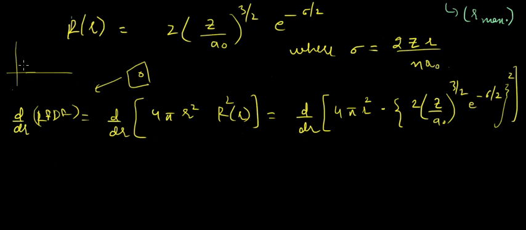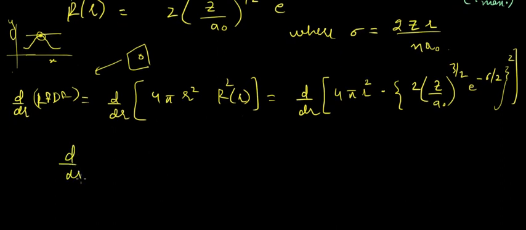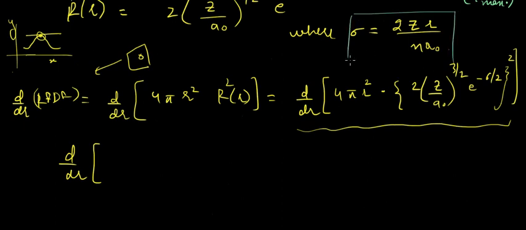Let's suppose this is the graph. This is the point where d by dr of y, let's say dy by dx, would be 0, hence y would be maximum at this point. The same logic we are applying here as well. So let's equate this value to 0. Now for z equal to 1 and the 1s orbital, n is equal to 1. Before putting in the value of sigma, let's do some pre-calculation. We know that sigma is 2zr upon n a naught.